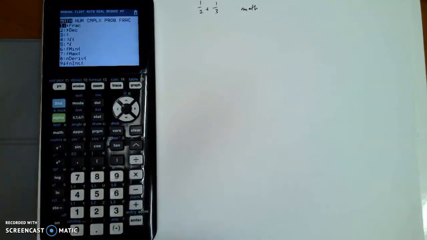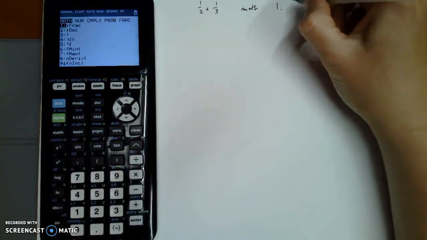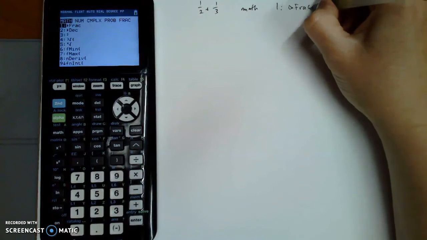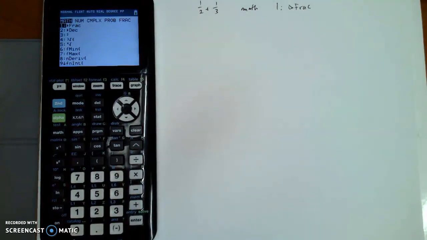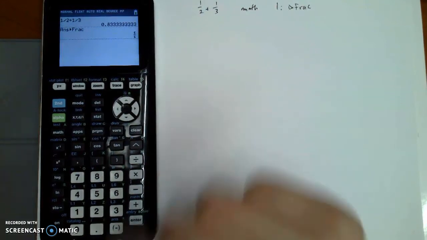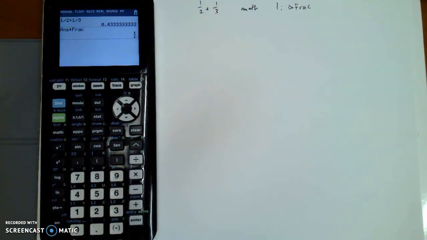So if I go to the math menu, that very first option has that little arrow Frac. What that is going to do is it will turn a decimal into a fraction, assuming, of course, it's possible to do that. So I'm going to hit enter to select that, and enter a second time, and now my calculator not only is giving it to me as a fraction, but it will always be a fraction in lowest terms, which is what we want.